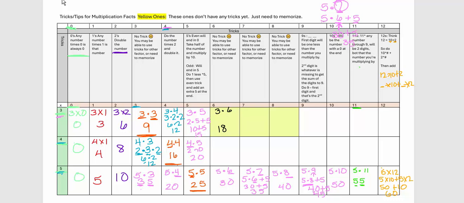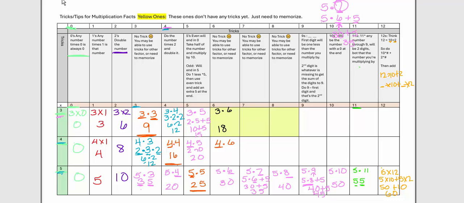The next one, 4 times 6. Okay, so remember when we're multiplying by 4s, we can do that trick where we do 2 times 6 and then we double it. So we have 12 times 2, which is 24.